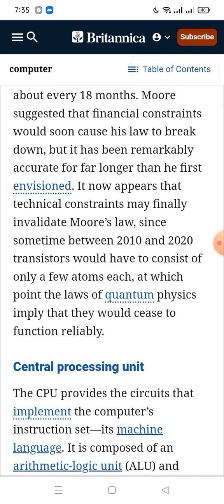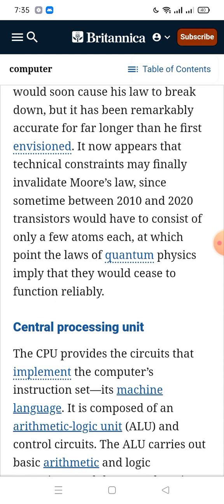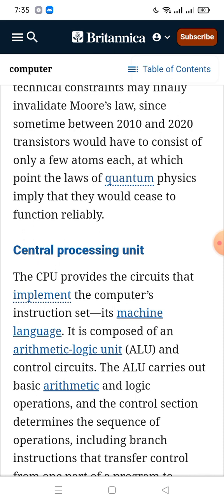It now appears that technical constraints may finally invalidate Moore's Law, since sometime between 2010 and 2020 transistors would have to consist of only a few atoms each, at which point the laws of quantum physics imply that they would cease to function reliably.